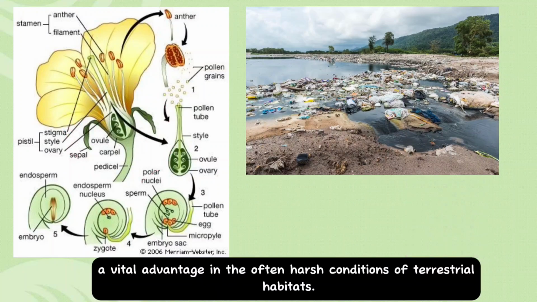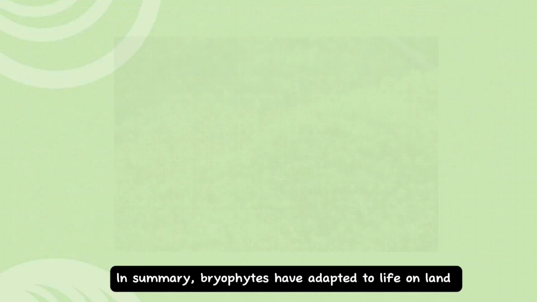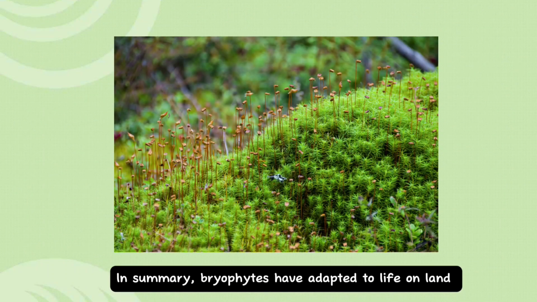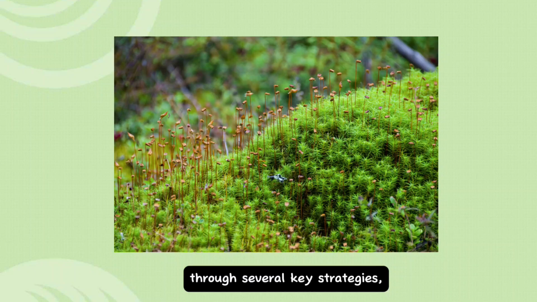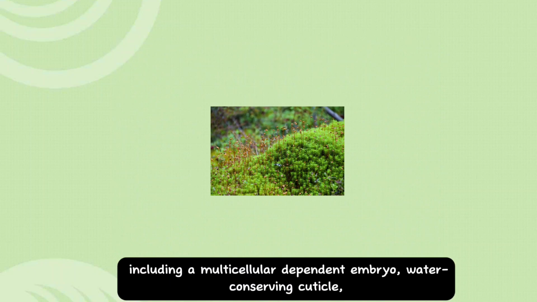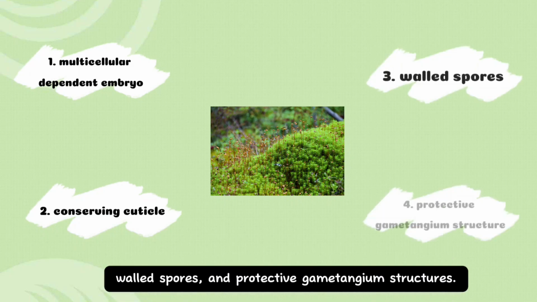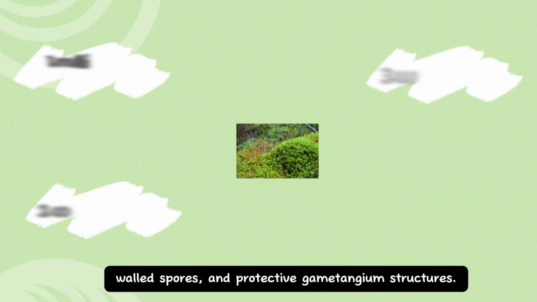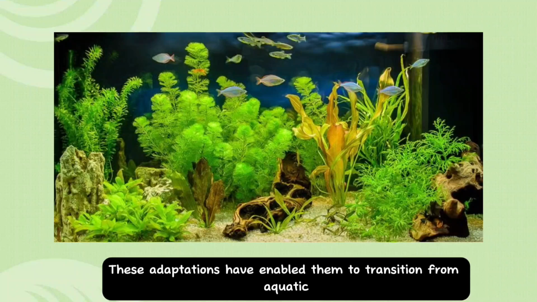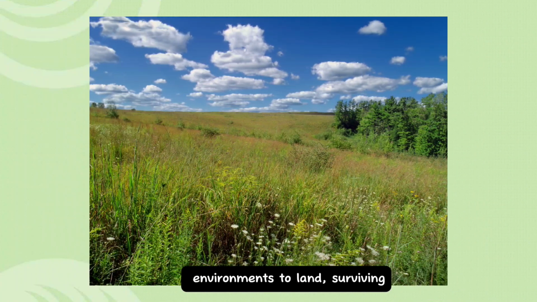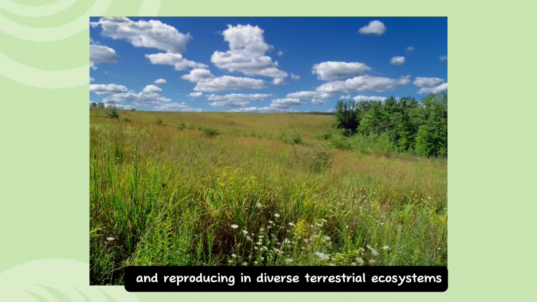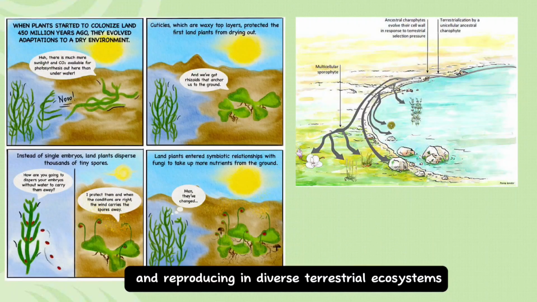In summary, bryophytes have adapted to life on land through several key strategies, including a multicellular dependent embryo, water-conserving cuticle, walled spores, and protective gametangium structures. These adaptations have enabled them to transition from aquatic environments to land, surviving and reproducing in diverse terrestrial ecosystems.